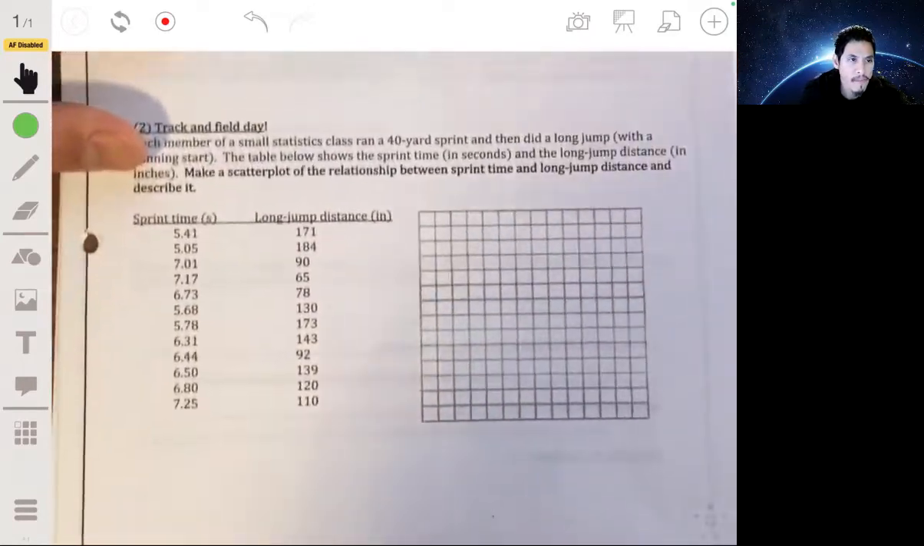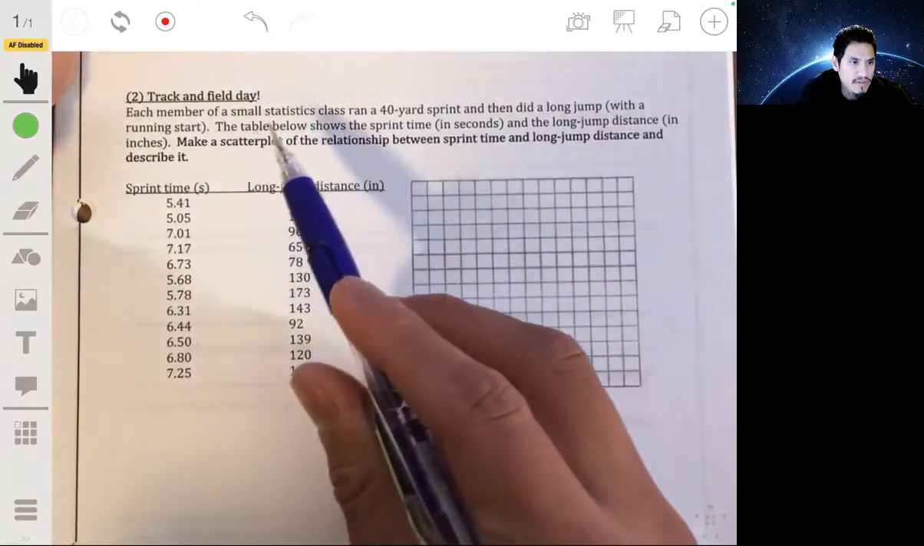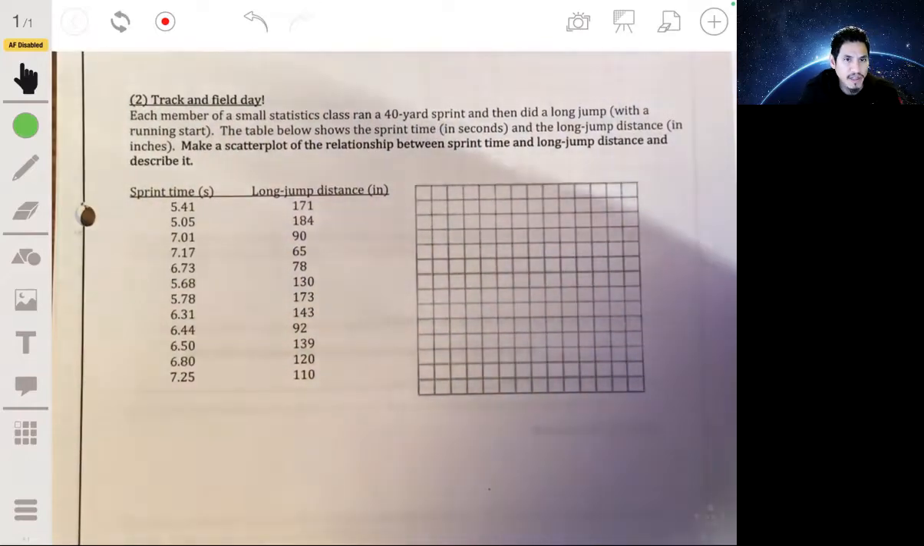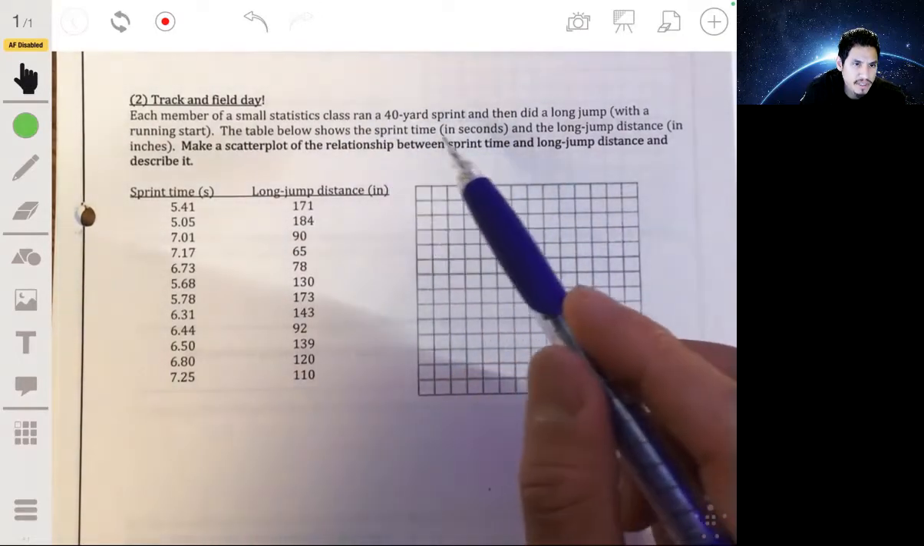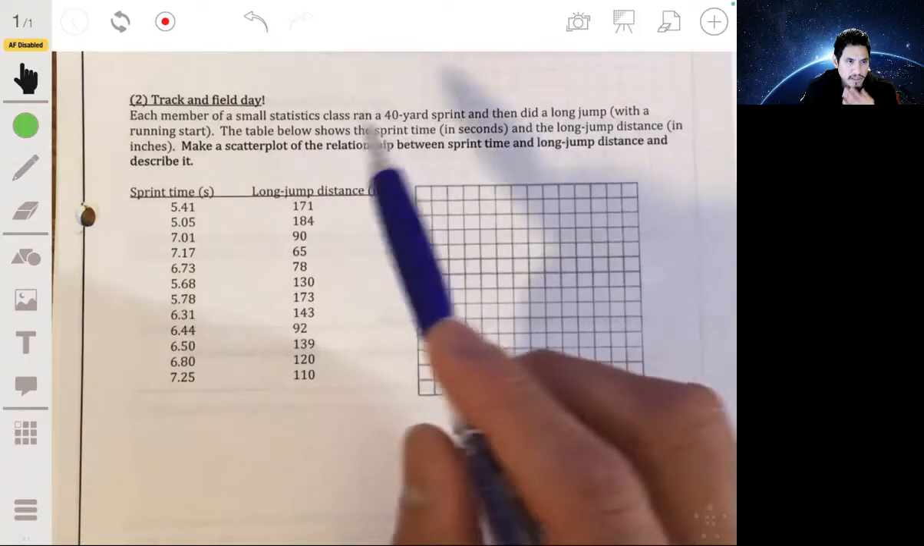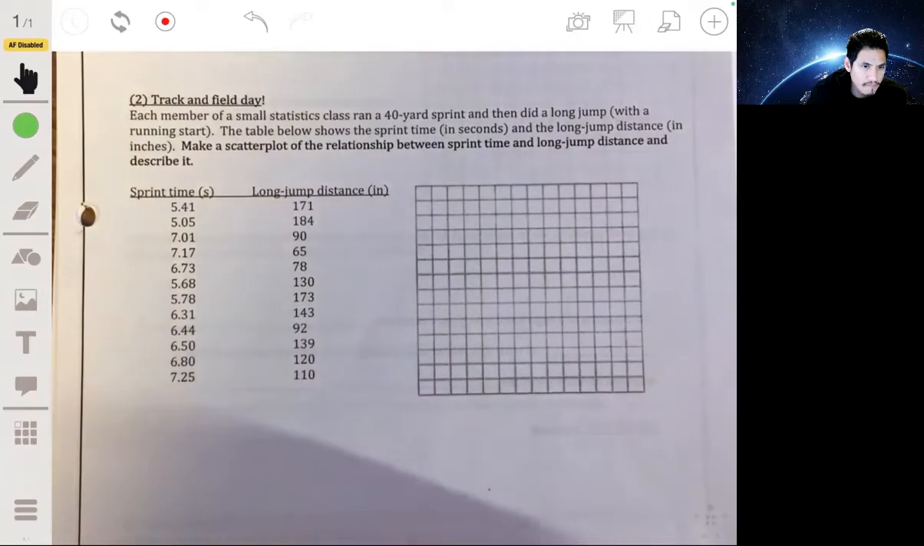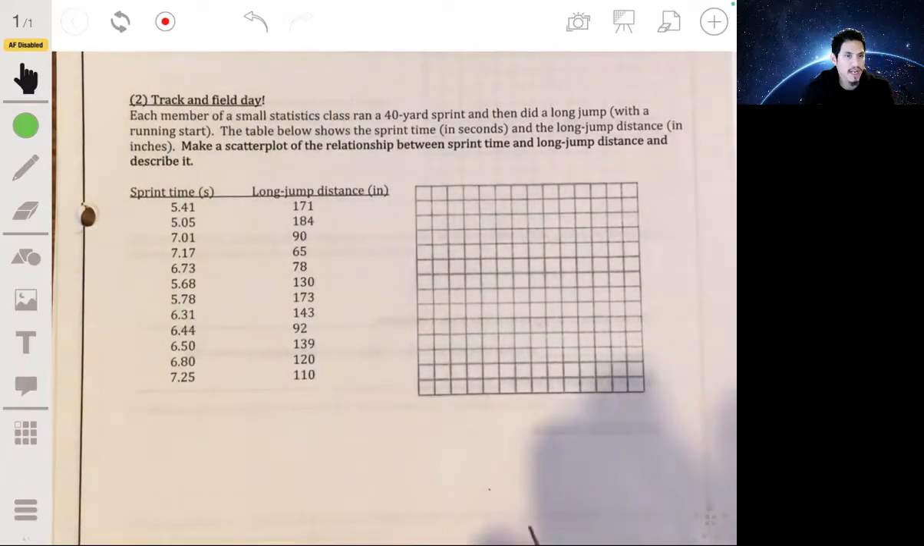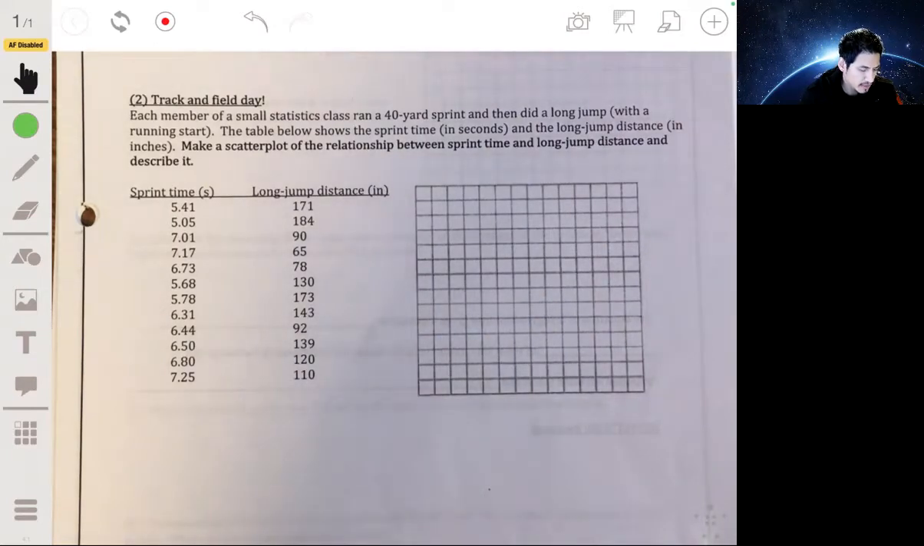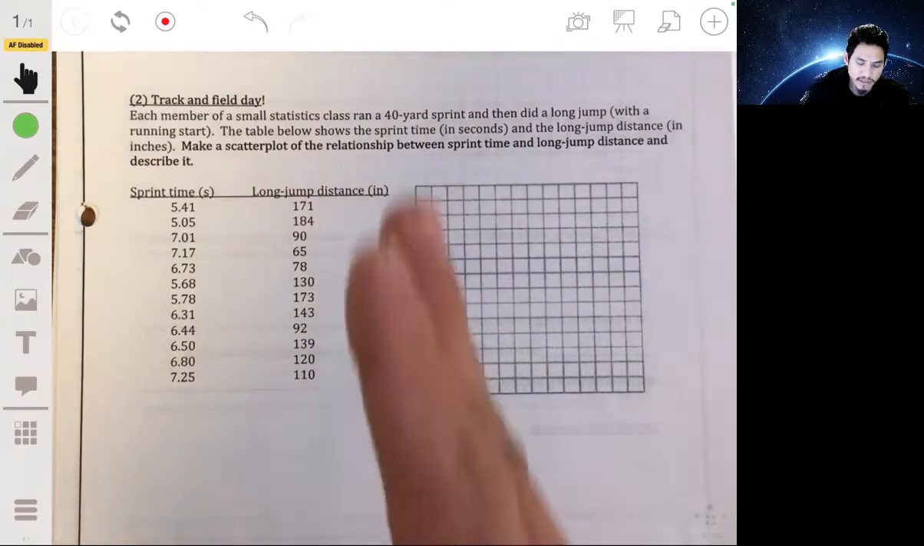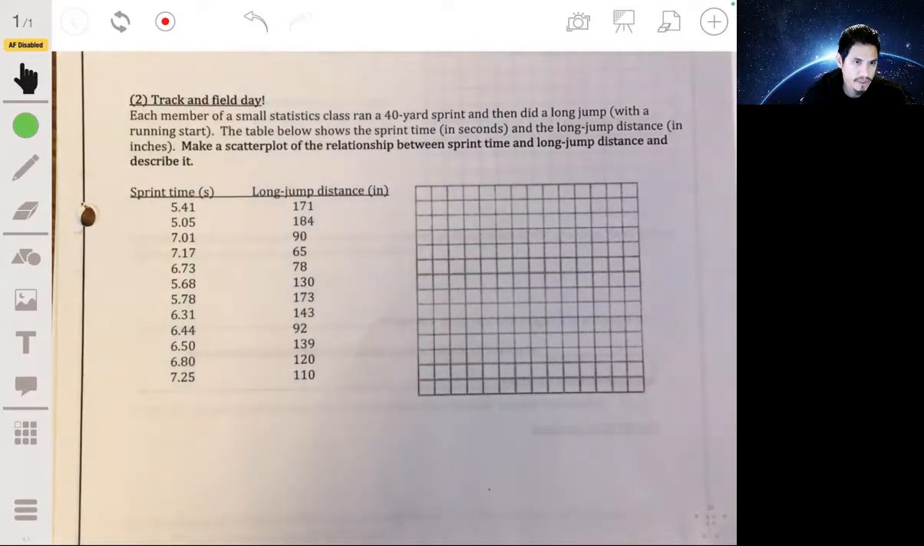So track and field. Each member of a small stats class ran a 40-yard sprint and did a long jump with a running start. The table below shows a sprint time in seconds and a long jump distance in inches. We're going to make a scatter plot of the relationship between sprint time and long jump distance, and then we're going to describe it. Okay, so again, when you're making a scatter plot, figure out which variable is going to be the explanatory variable and which one will be the response. The explanatory variable will be like your X, or will go on the horizontal axis. The response will be like the Y, which will be the vertical axis. And again, you just have to think about what would happen in real life.